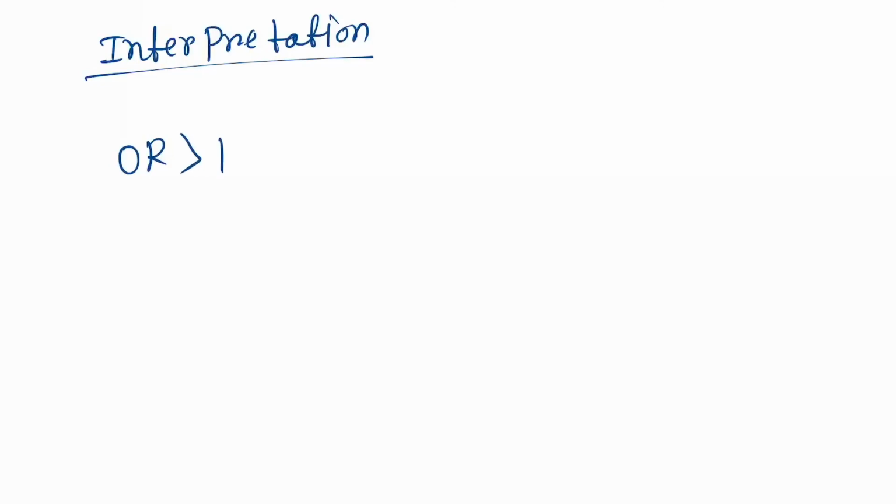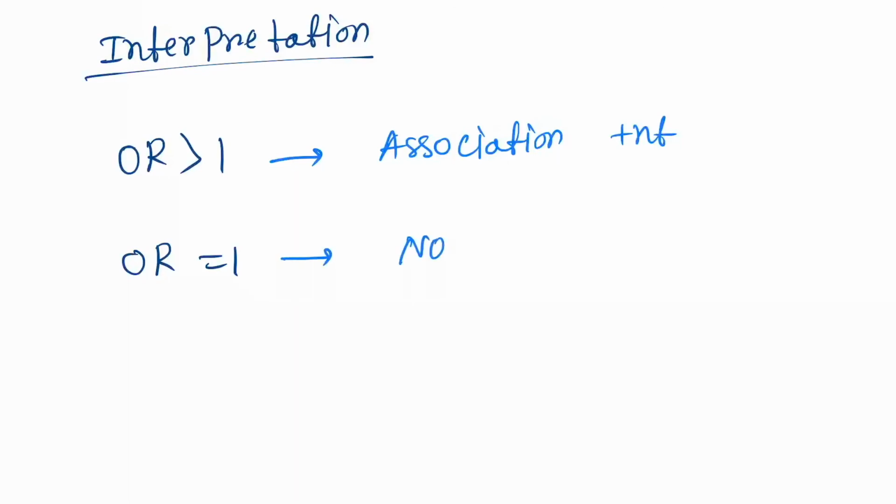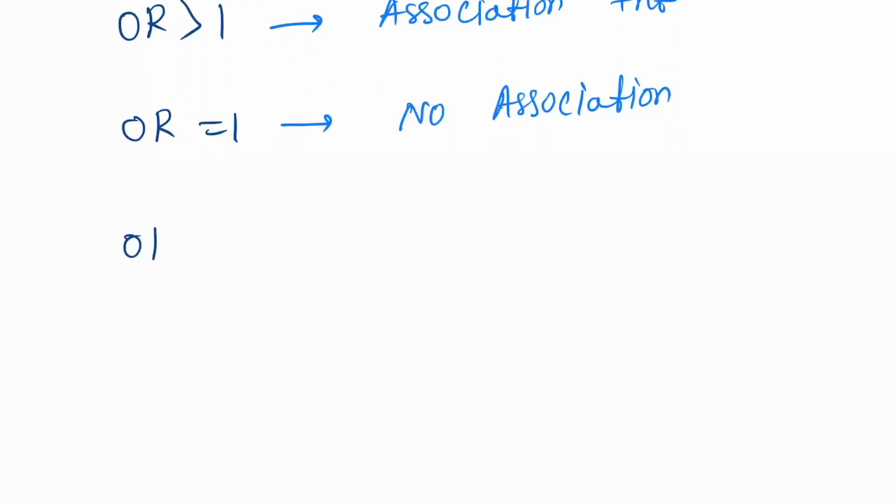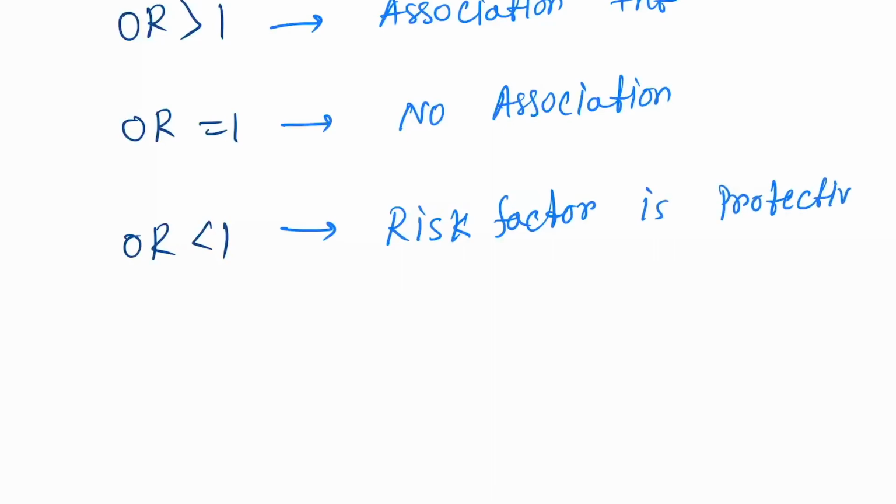Now the association, interpretation. If odds ratio is greater than 1, what we can say? Association present. If odds ratio is equal to 1, then what we can say? No association. Next, odds ratio less than 1, what we can say? Risk factor is protective. Okay, so this is the odds ratio calculation.